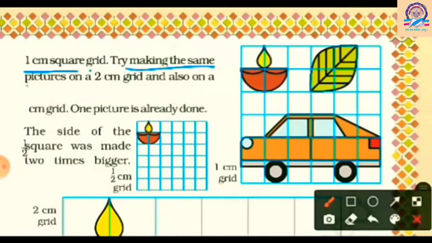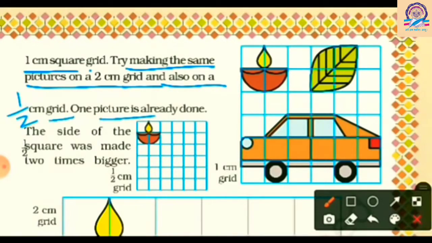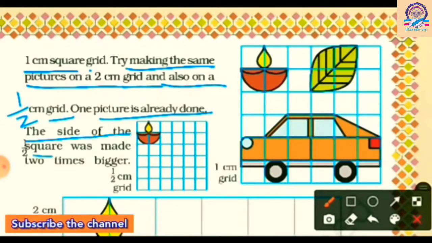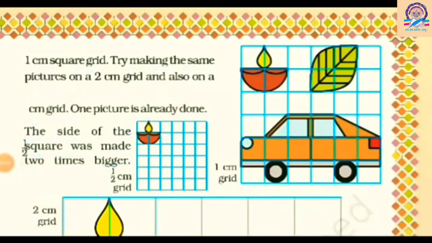1 centimeter square grid. Try making the same picture on a 2 centimeter grid and also on a half centimeter grid. One picture is already given. The side of the square was made 2 times bigger. So what is that? Let's see. They are telling us to make the picture given in the 1 centimeter grid on the right hand side into a 2 centimeter grid and a half centimeter grid, and they have given one example of how to do it.